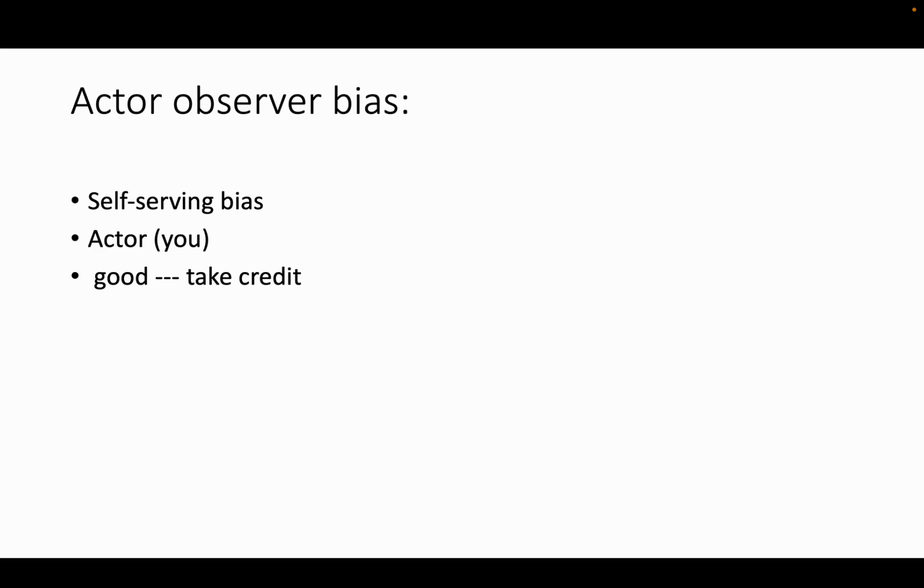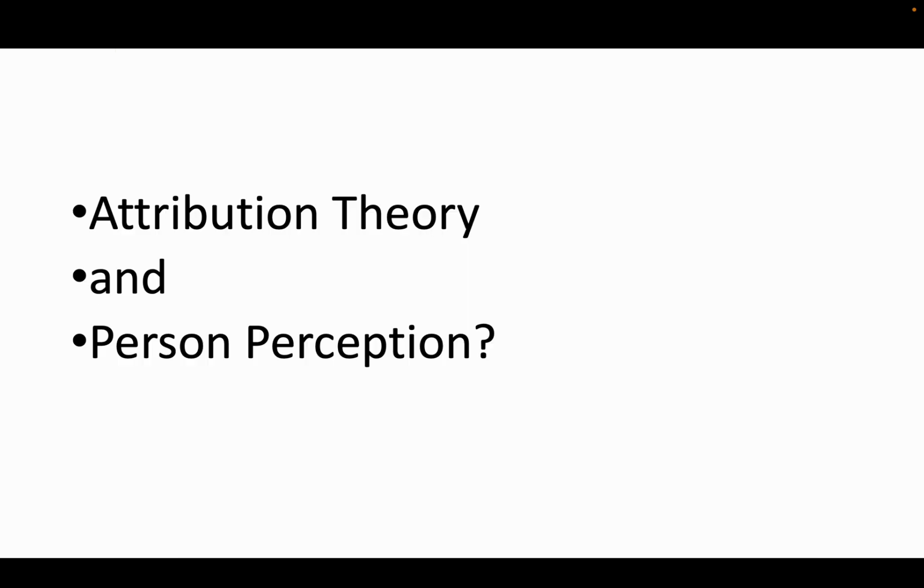All people have a self-serving bias. So actor-observer bias is if something good happens, you will take credit for it. Something bad, you'll blame the other person. If you do well on a test, it's because you are so wonderful. If you do bad, it's because the teacher is so awful. Okay. All right, so that's attribution theory.